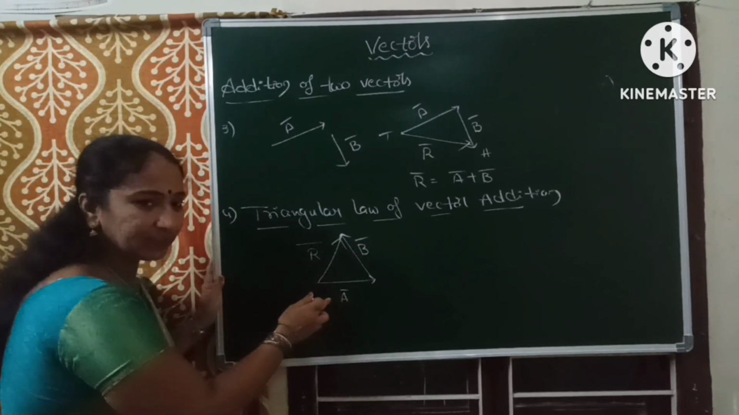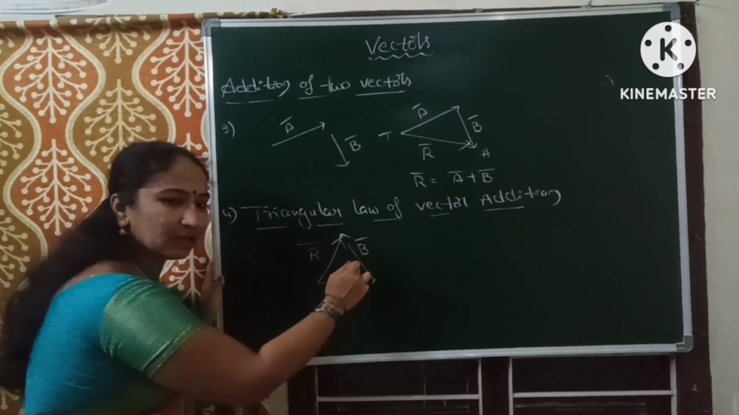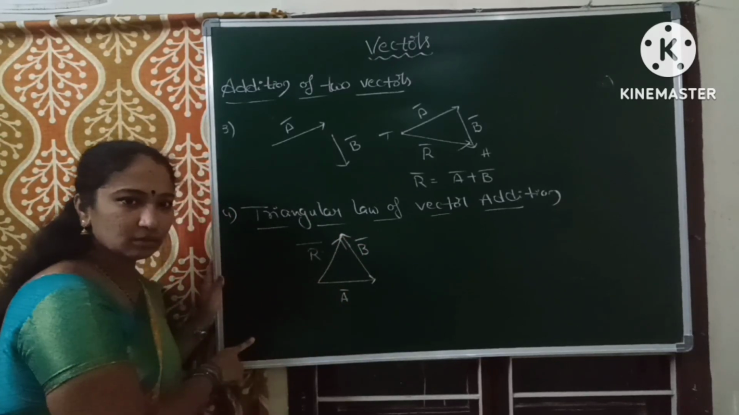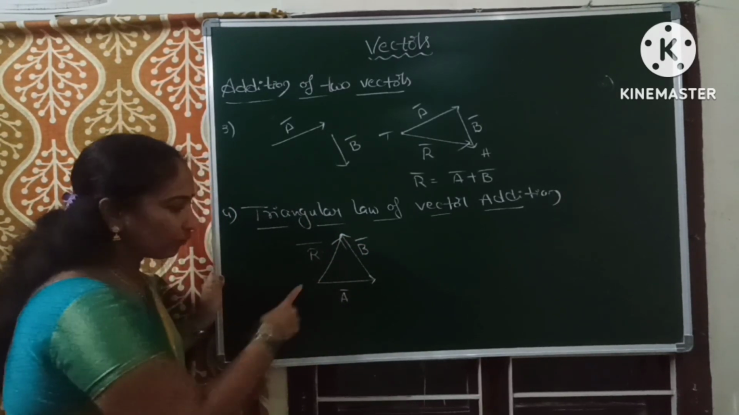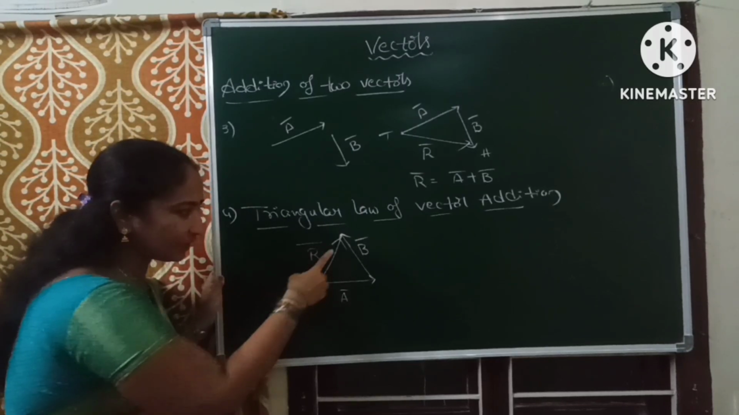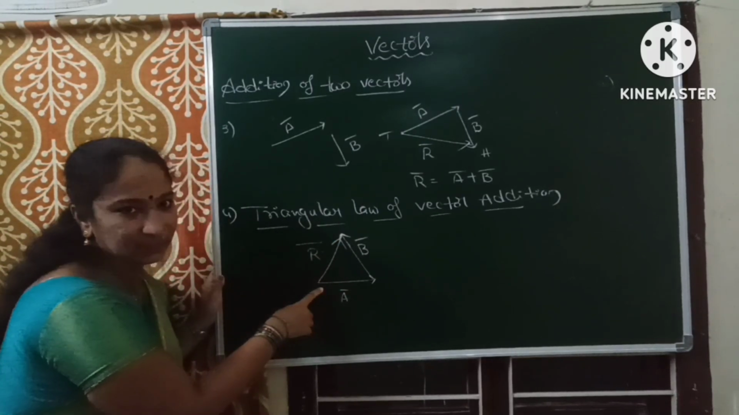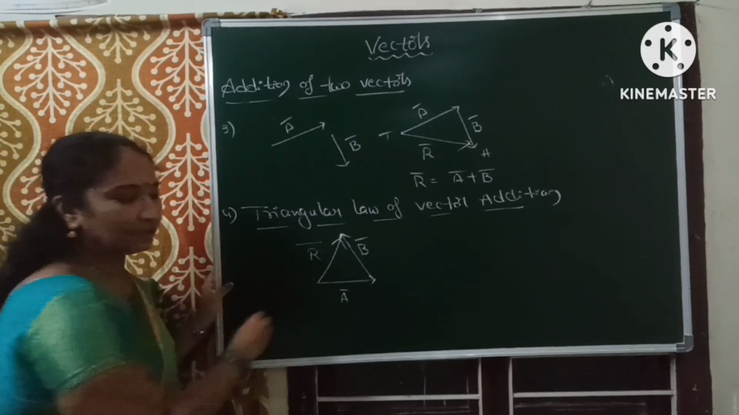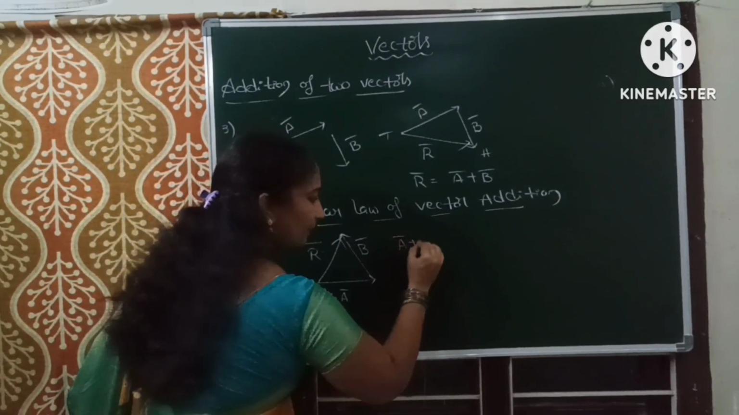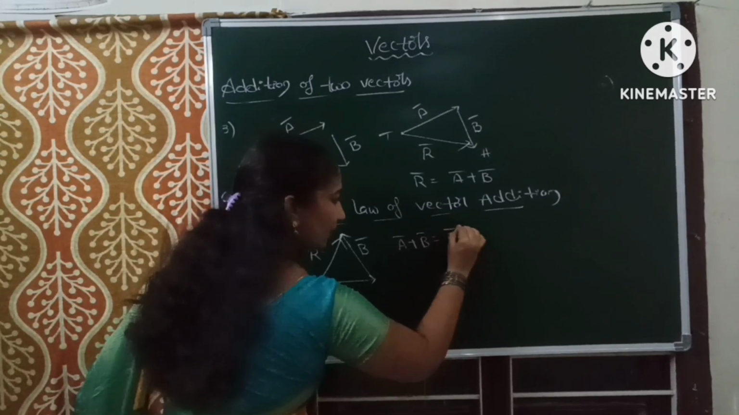Simply I repeat the statement. The two vectors A bar and B bar are in the same order. Those are considered as the two sides of the triangle. Then what is the resultant? The resultant is nothing but the third side of the triangle, but which is in the reverse order. Then A bar plus B bar is equal to R bar.